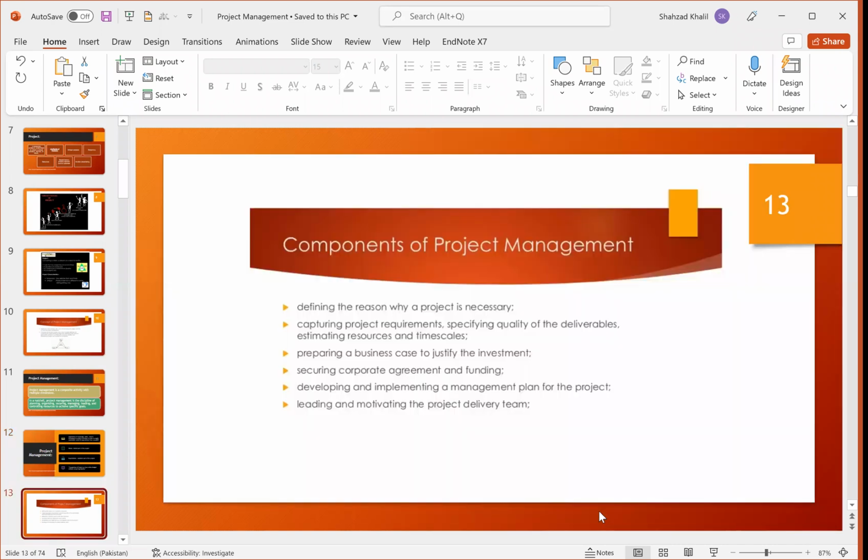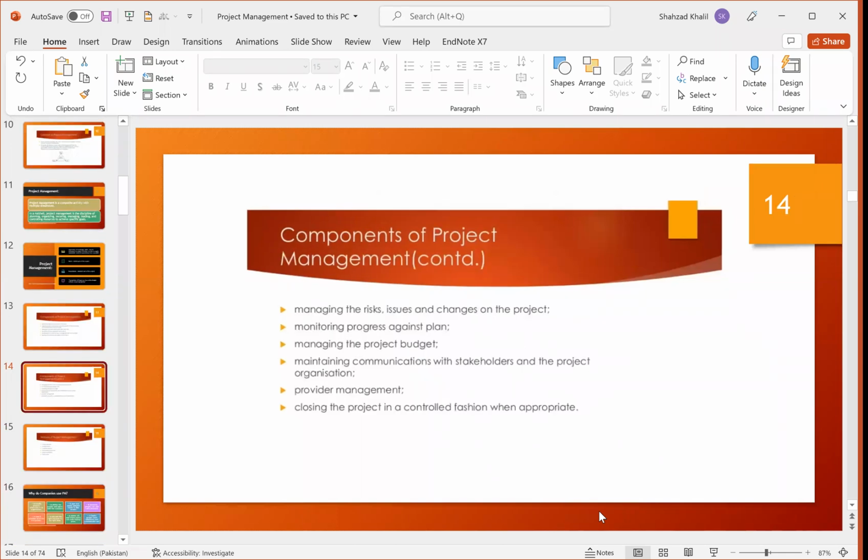Components of project management include defining the reason why a project is necessary, capturing project requirements, specifying quality of the deliverables, estimating resources and timescales, preparing a business case to justify the investment, securing corporate agreement and funding, developing and implementing a management plan for the project, leading and motivating the project delivery team, managing the risks, issues, and changes on the project, monitoring progress against plans, managing the project budget, maintaining communications with stakeholders and the project organization, provider management, and closing the project in a controlled fashion when appropriate.